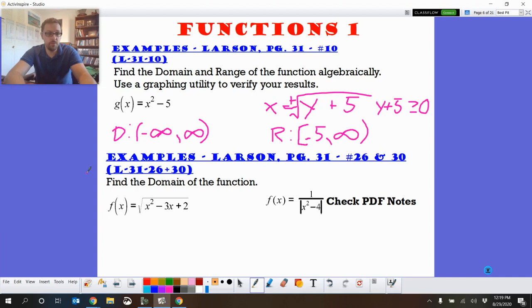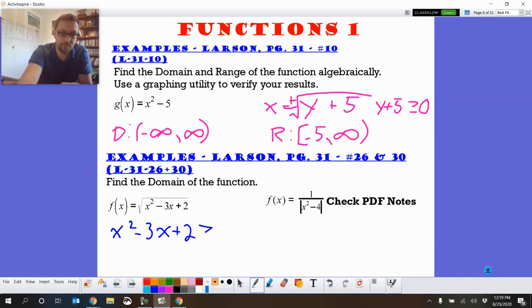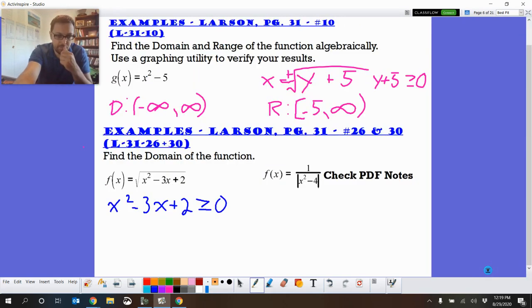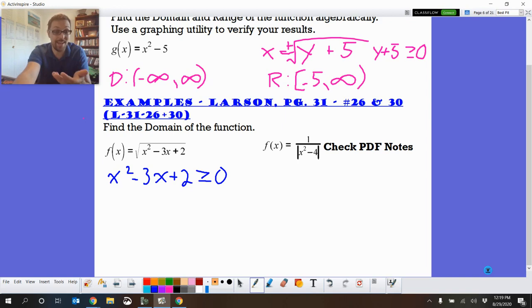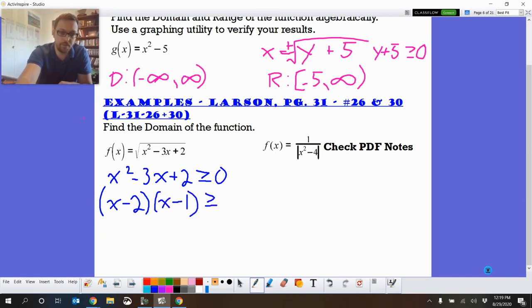Okay. We're going to do a little bit of just finding the domain. I'm going to do that first one. For that one, we need to make sure that what is there stays greater than or equal to 0. Now this one I can't really do in my head, so I'm going to have to do a little calculation. I need something that adds to be 3 and multiplies to be 2. Well, that's easy. It's 2 and 3. So (x minus 2)(x minus 1) is greater than or equal to 0.